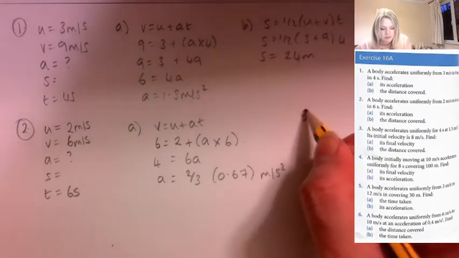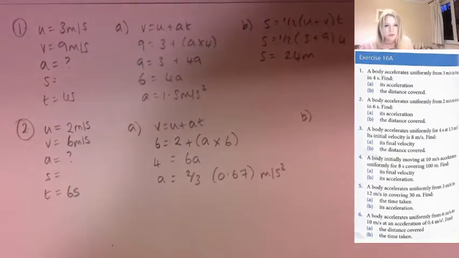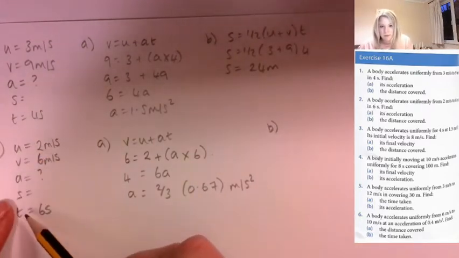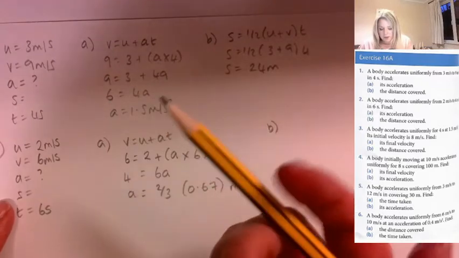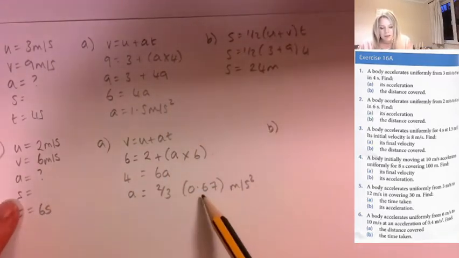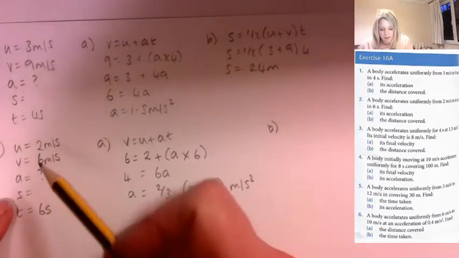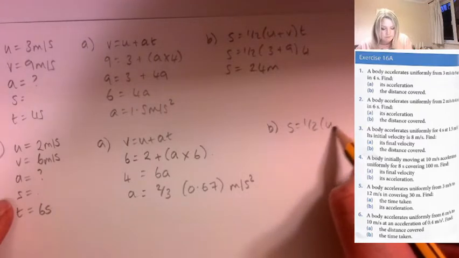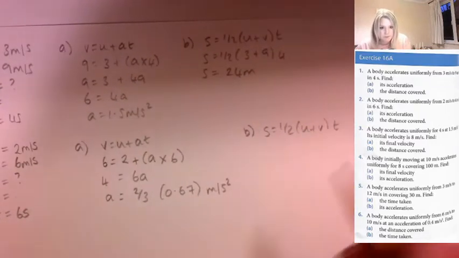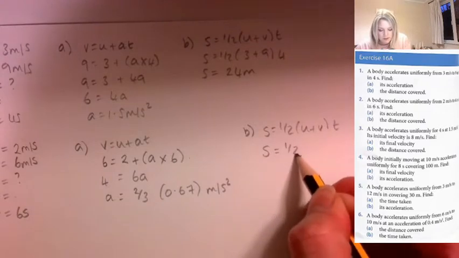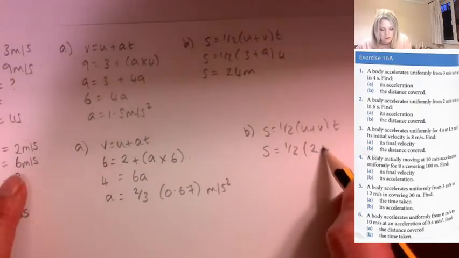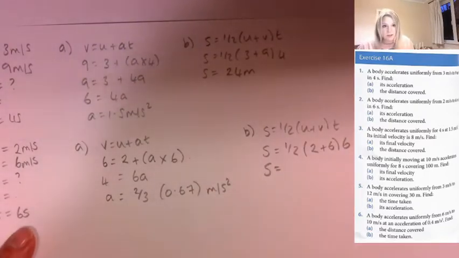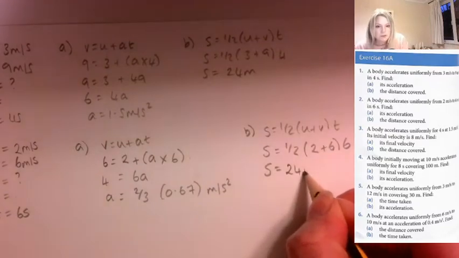Part B then is asking for the distance covered, so it's asking us for S. I can use any of my equations now because I've got all the other values. I like to avoid using the thing I've just figured out, so I'm going to use S equals a half (U plus V) times T. Run out of room there. Fill in my values: a half, U is 2, V is 6 and T is 6. That can go straight into the calculator and it gets 24 meters.